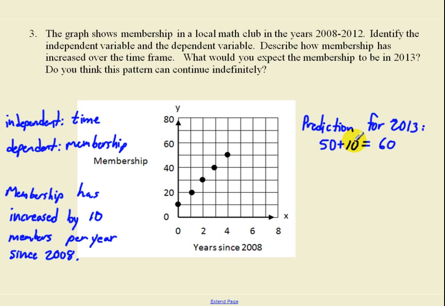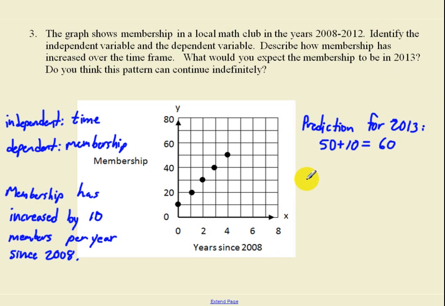members for 2013. And then finally, do you think this pattern can continue indefinitely? Well, if you stop and think about it, if this keeps going up 10 per year, eventually we're going to reach pretty much the whole student body, and then even more than that. You would have to go out quite a ways here. But if you were to continue on that trend, eventually you're going to get to the point where you have more members in the math club than you have students, which probably is not going to happen.